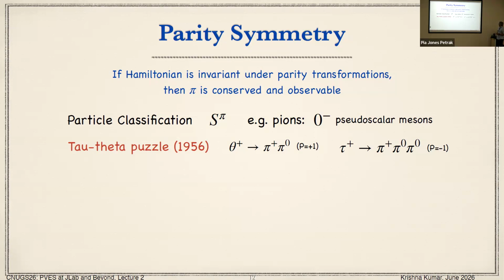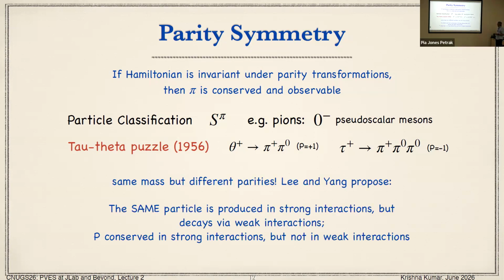And then the tau plus decayed to pi plus pi plus pi minus, and this has a parity of minus 1. So they were confused. You have the exact same mass, opposite parities. What's going on? This is why Lee and Yang proposed that this is the same particle, because originally the PDG in 1956 assigned them to be two different particles. The same particle is produced in strong interactions, but decays by the weak interaction. P is conserved in strong interactions, but not in weak interactions. This was the proposal, and this was the reason for the proposal.